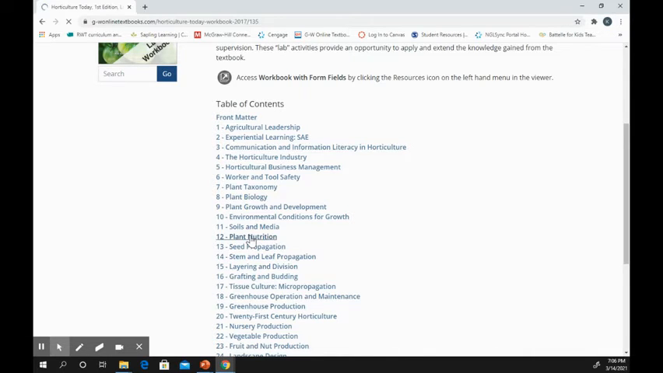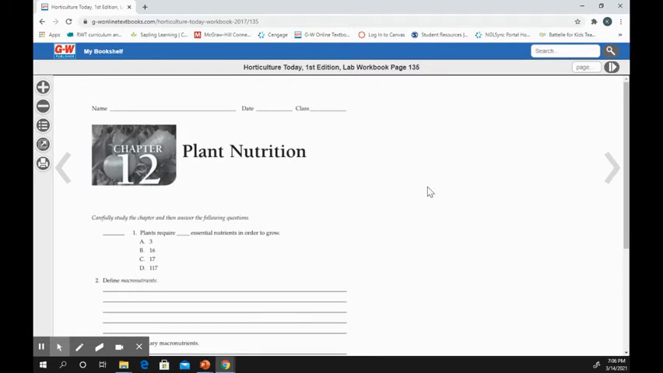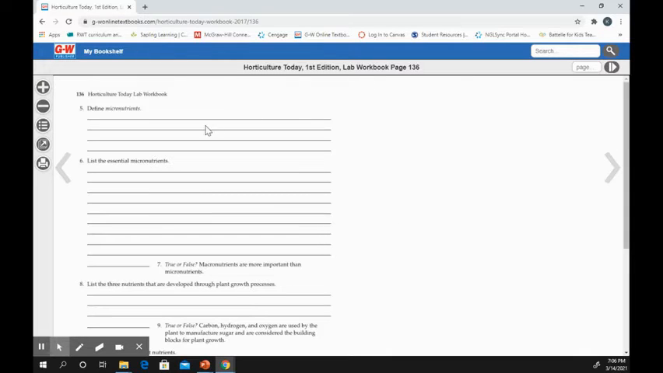I'll click on one so that you may view some of the workbook activities. There are questions here. Areas they have to define, students, nutrients they have to list, and so on.